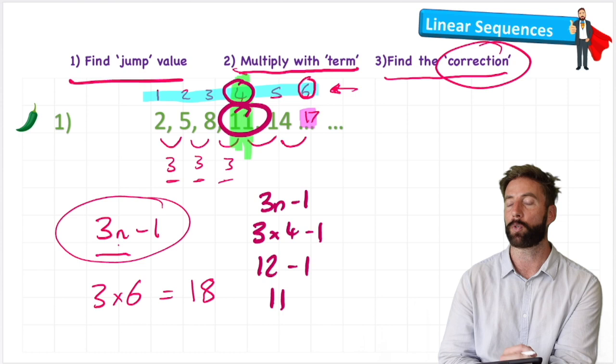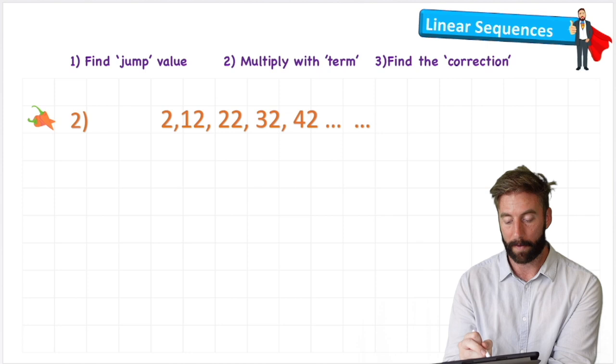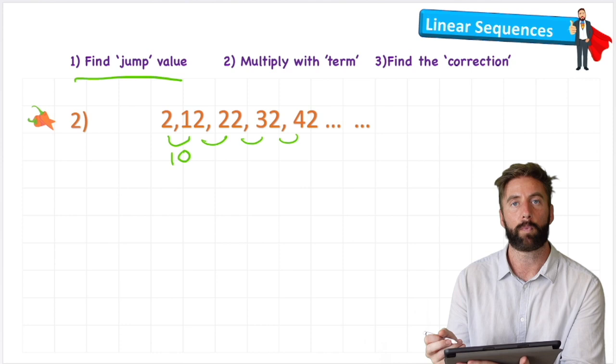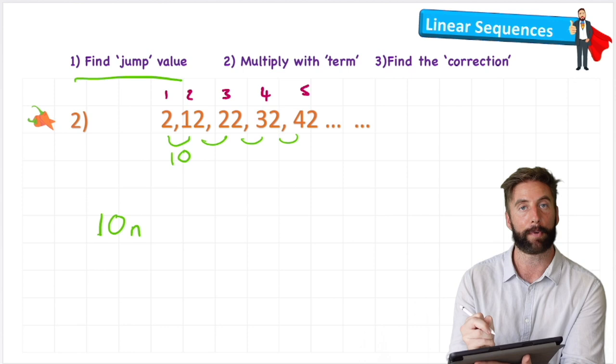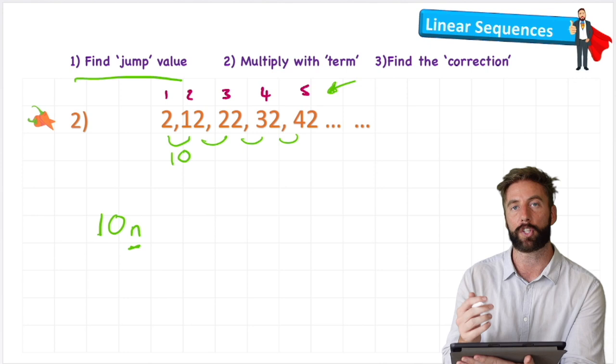Let's look at a harder one. The first thing I need to do again is find the jump value. I can see this time the gap is 10. Next, I can finish off my table by putting the numbers of the terms on the top. And then to start my formula, I will write 10n, remembering that this n just means the position of the term, the number of the term that we're looking for.